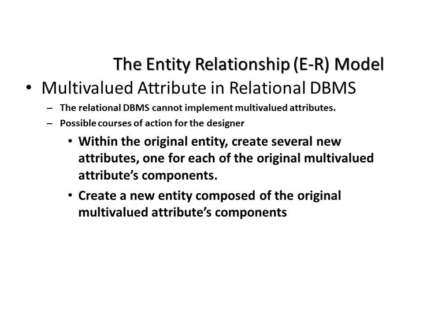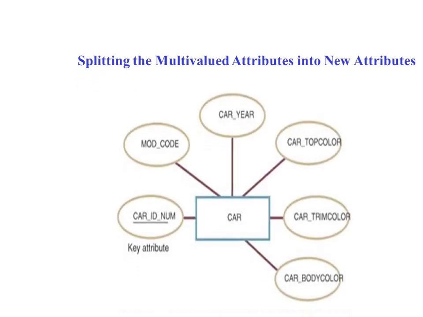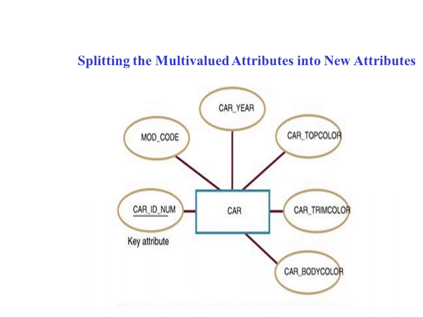So the relational DBMS cannot implement a multi-valued attribute, and to handle the multi-valued attribute, we create a new entity that is composed of the original multi-valued attribute's components. So how has it been split?